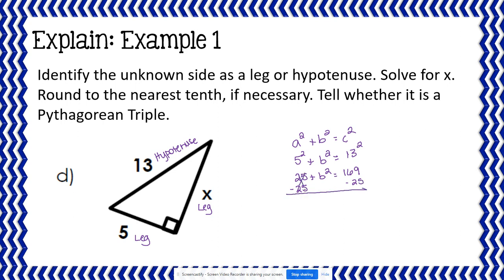My 25s cancel to leave me with b squared equals, and 169 minus 25 is 144. To get b by itself, all I need to do now is take the square root of both sides. Then I'm left with b equals, and the square root of 144 is 12. So that means that this leg has a side length of 12. Since all of these were whole numbers, I know that 5, 12, and 13 is another Pythagorean triple.